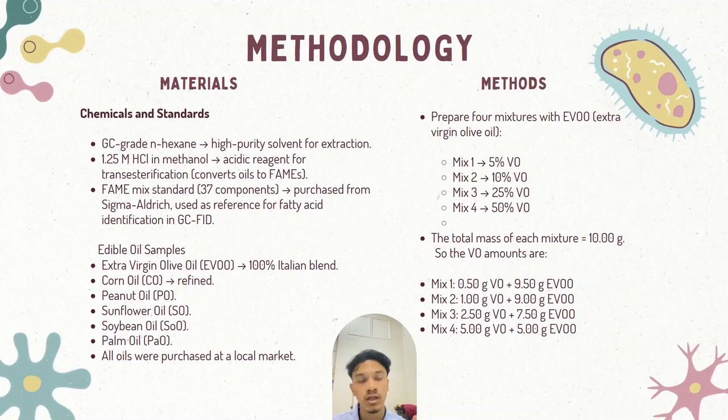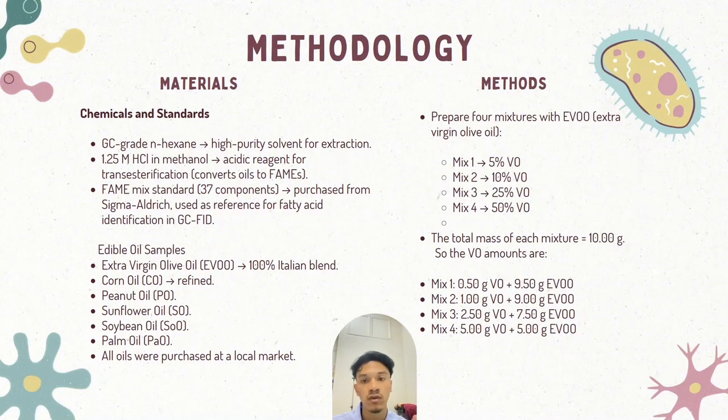For methodology, the materials that we use are GC-FID, hexane, hydrochloric acid, fatty acid methyl ester, and some edible oil samples such as corn oil, peanut oil, sunflower oil, and soybean oil. For methods, we prepare 4 mixtures with EVOO, extra virgin olive oil: mix 1, 5%; mix 2, 10%; mix 3, 25%; and mix 4 is 50% of vegetable oil.